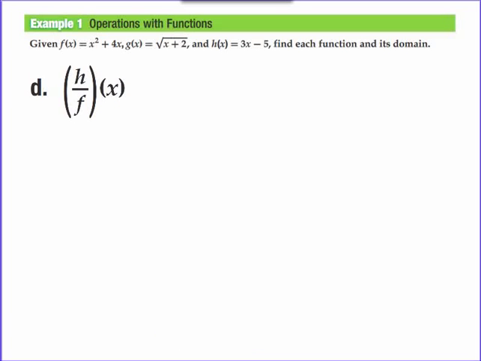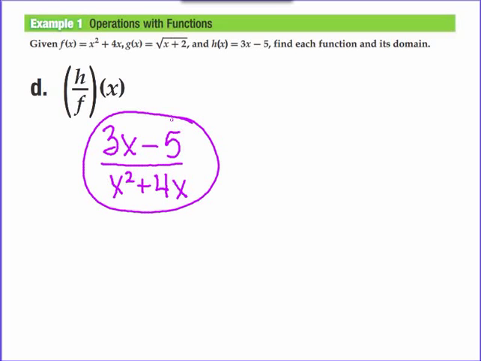Let me double check. Yep, we've got h divided by f. Okay, so we have h of x over f of x. So first of all, h of x is 3x minus 5. F of x is x squared plus 4x. So can you simplify that at all? Yes, you could take an x out of the bottom. Yeah, whatever. I don't think you can simplify that at all. Okay. Why? There's nothing in common with all the terms that you can take out.